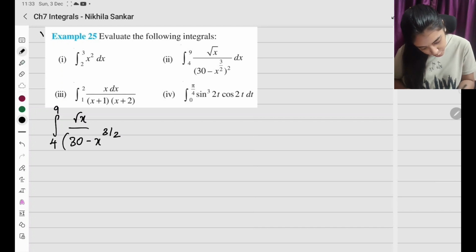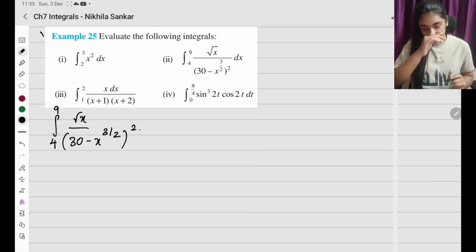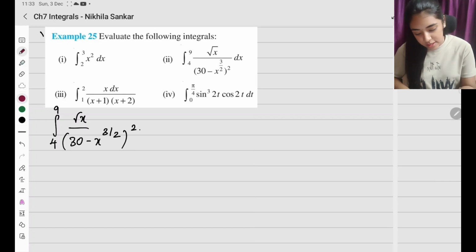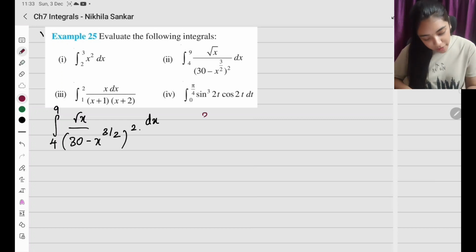Subsection 2, I have integral 4 to 9 square root of x divided by 30 minus x to the power 3 by 2, the whole square. Okay. Now, what am I going to do? The substitution. We do it like how we normally solve an integral. This is times dx. I'm going to change the variable.